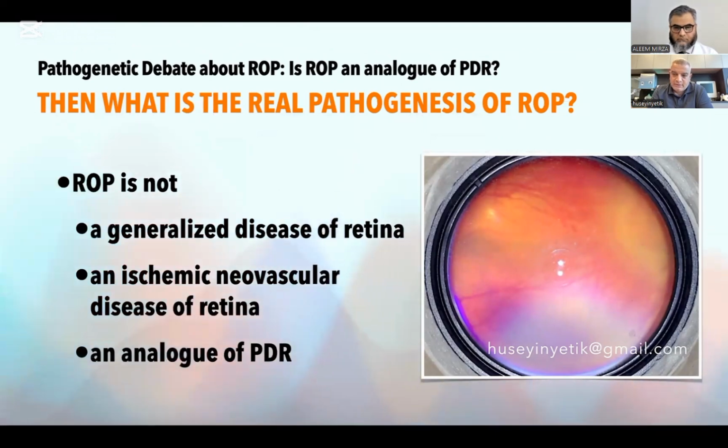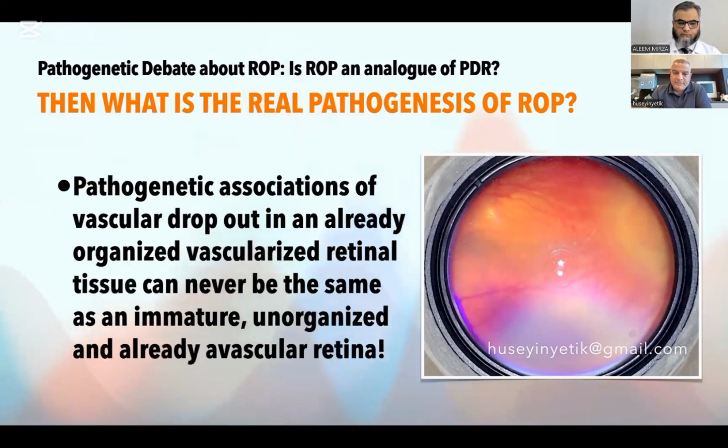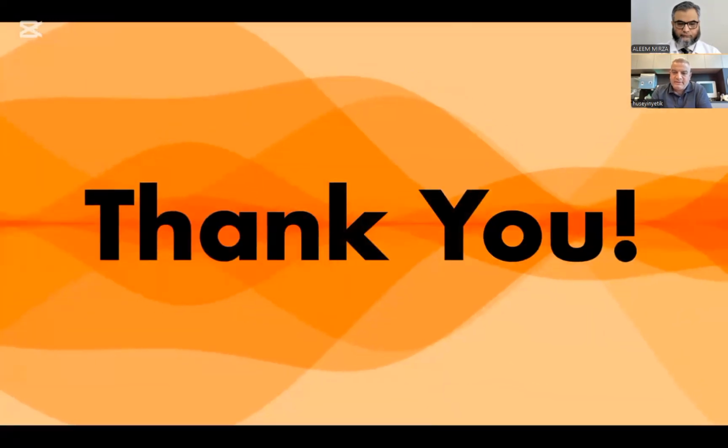It's not an analog of PDR or any other ischemic retina. Vascular dropout, if there are already vessels and we lose them, this is ischemia. This vascular dropout pathogenesis can never be the same as that of a still avascular, immature retina. The main problem in the literature is this: losing already existing vessels should be different from a still avascular, never vascularized, immature retina. So both pathogeneses should be different.